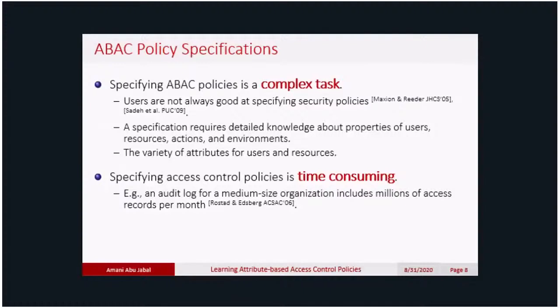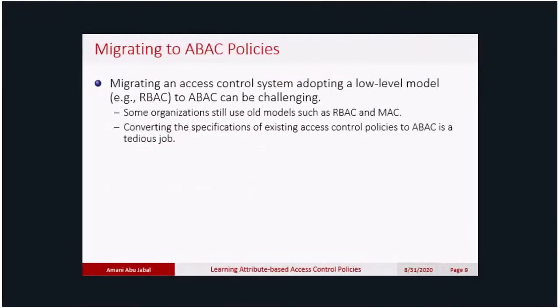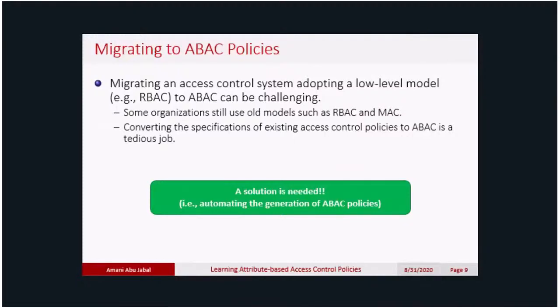For example, an audit log for an organization might include millions of access requests. This makes it important to find approaches to automate specifying ABAC policies. Furthermore, some organizations still adopt low-level models, especially RBAC, as we mentioned earlier, and these organizations might want to migrate to ABAC policies. However, the migration is a tedious job, thus it is more convenient to automate the migration process.